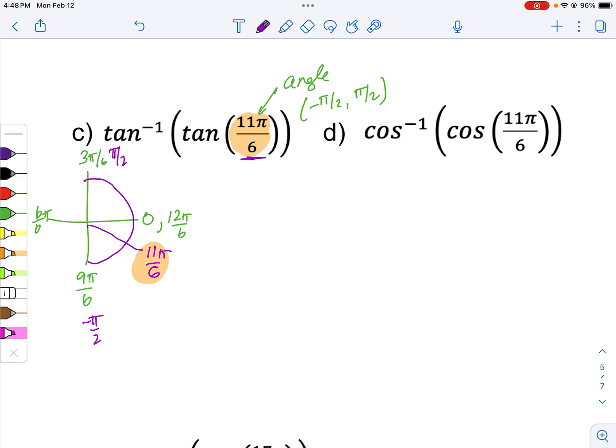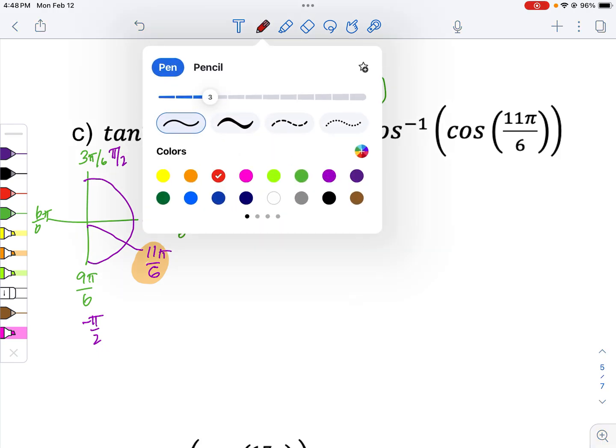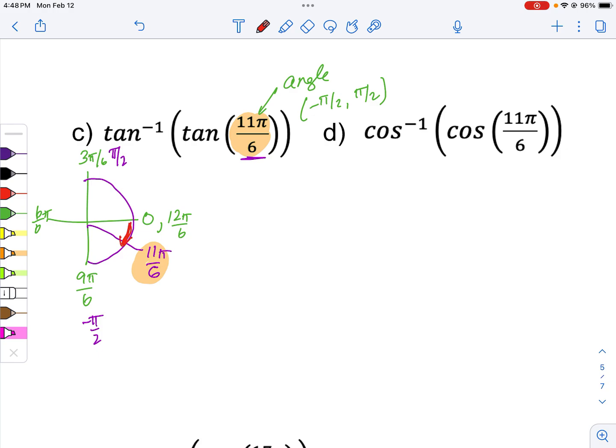Instead of calling it 11π/6, if I go negative, how much? Well, from 12π/6 to 11π/6, I can call that -π/6. 11π/6 and -π/6 are in the same location, so they have the same tangent value. So all I have to do is cross out that 11π/6 and rewrite this as inverse tangent of tangent, and rename 11π/6 as -π/6.